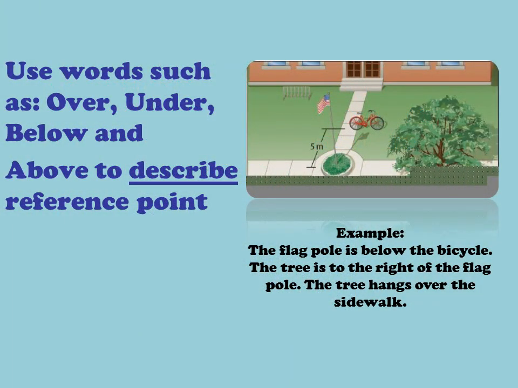When we talk about reference points, it's really important to use words such as over, under, below, and above to describe reference points. We'll talk about more words to describe reference points, but make sure you use those academic words too. So in this example here of the flagpole and the bike and the tree, I said that the flagpole is below the bicycle. The tree is to the right of the flagpole, and the tree hangs over the sidewalk here. You can also use your directions like north, south, east, and west as academic terms to describe reference point.